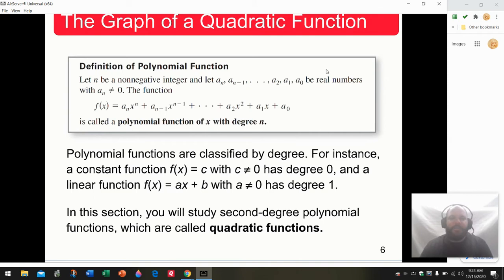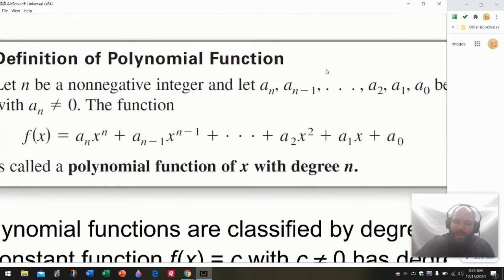Now, this is a definition of a polynomial function. Now, I don't want it to scare you. It does look a little bit intimidating when you begin to look in and see all these different variables. But once you figure out what they actually mean, it's really not so bad.